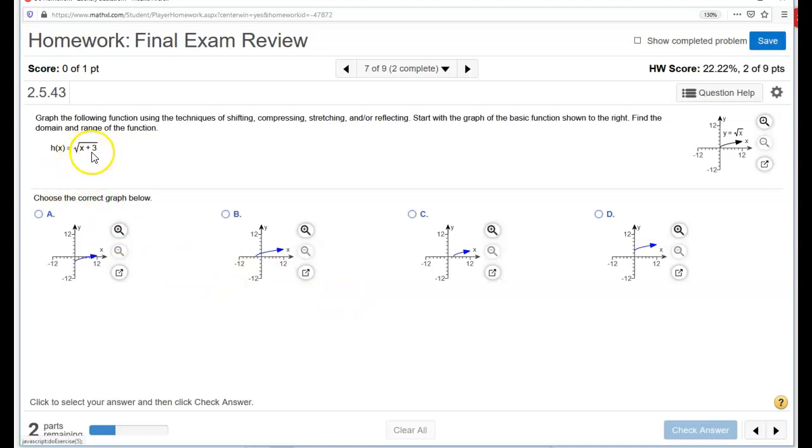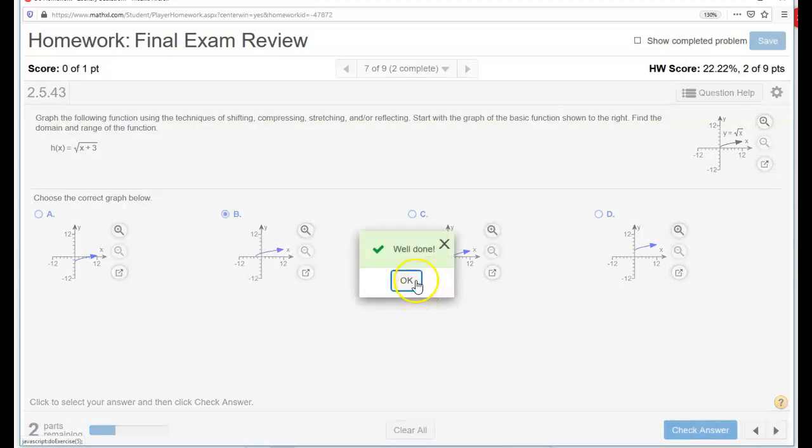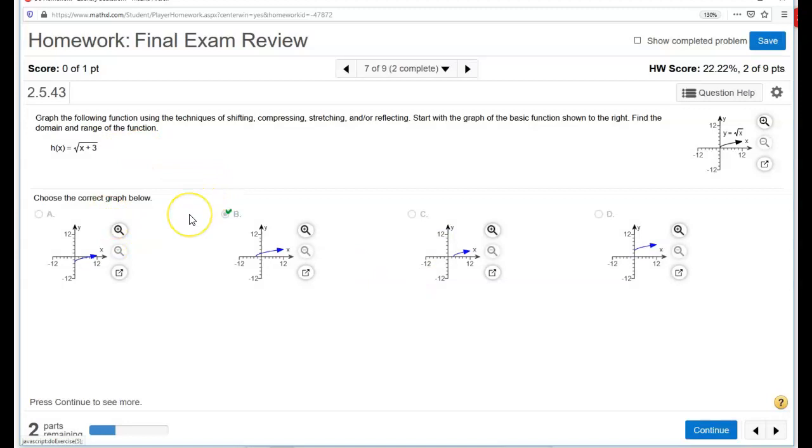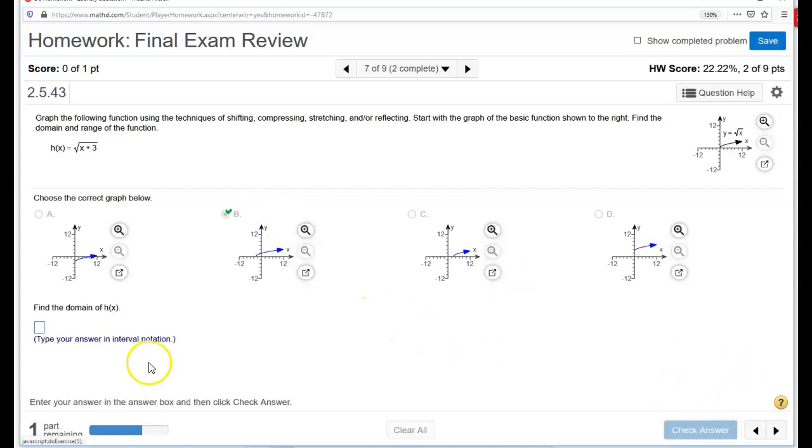So remember what happens there when we look at our x. If we replace x with an x plus something, it's going to move it to the left by that many units. So plus moves it to the left, minus moves it to the right. So I'm going to look for the graph that moves this to the left 3 units, and it looks like it's B right there. And that's pretty much the same for exponential functions, for polynomial functions, many of the ones that we do.